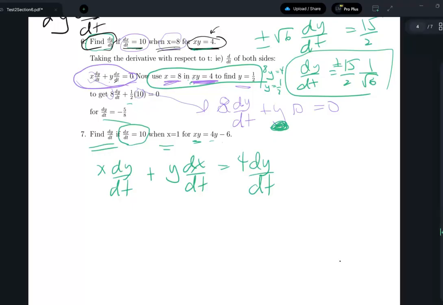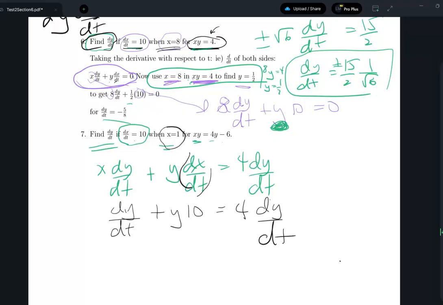All right, so let's see what I've got. I'm going to plug in x equal 1. So I get 1, and then dy over dt is what I'm trying to solve for. So let's just leave that there. Plus y, oh, look at that, dx over dt, they give me. So it's 10 equals 4, and I'm going to carry along this dy over dt.